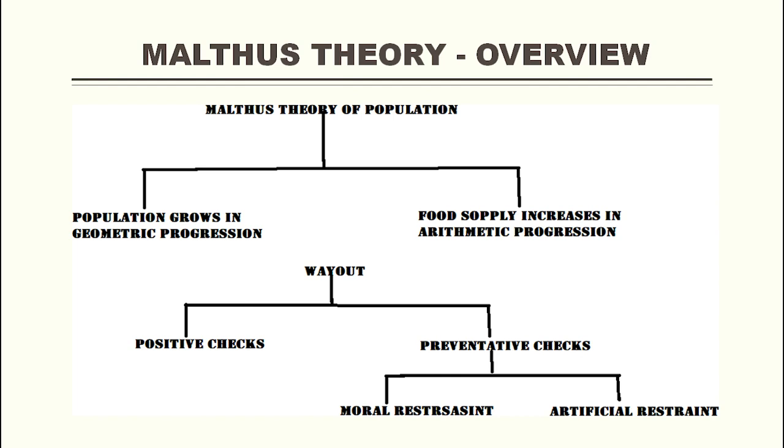Now, what is the way out to remove this imbalance? We have already discussed that, that is positive checks and preventive checks. For preventive checks, we have two parts, that is moral restraints and artificial restraints, and positive checks are related to the natural deaths which occur. So if these checks are adopted, then this imbalance between population and food supply can be balanced to an extent. This was the overall Malthus theory of population in demography.